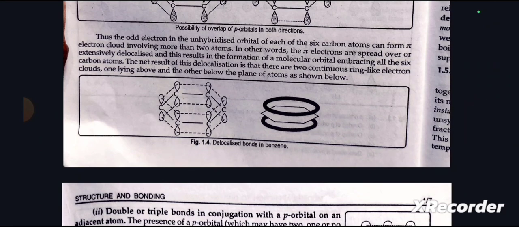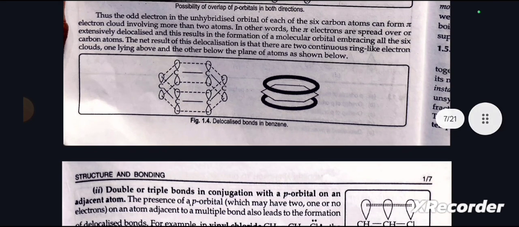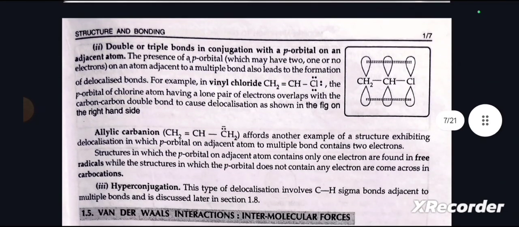Thus, the odd electrons in the unhybridized orbitals of each of the six carbon atoms can form pi electron clouds involving more than two atoms. In other words, the pi electrons are spread over or extensively delocalized, and this results in the formation of molecular orbitals embracing all the six carbon atoms. The net result of this delocalization is that there are two continuous ring-like electron clouds, one lying above and the other below the plane of atoms, as shown below. Figure 1.4. Delocalized bonds in benzene.